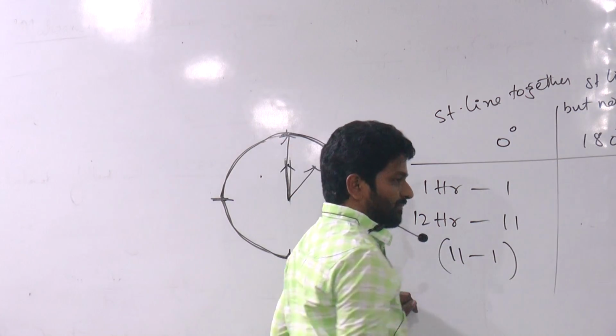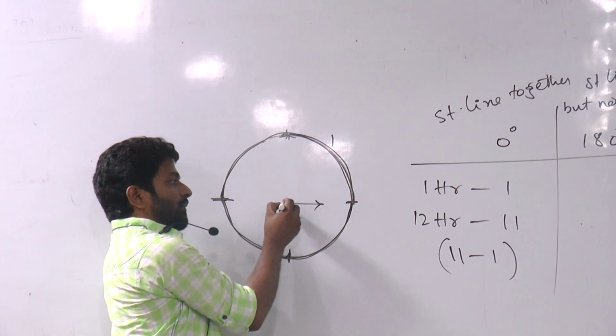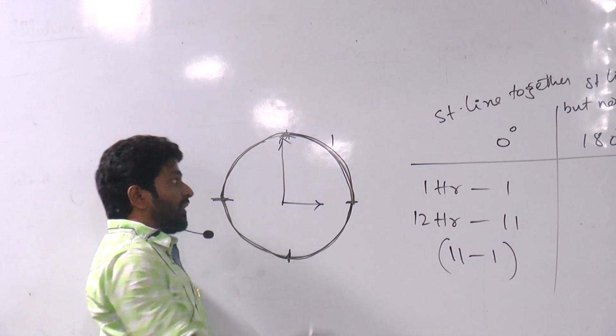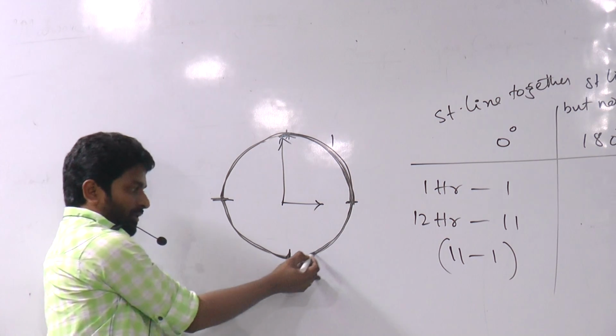And 180 degrees. Wait a minute. What is time? 3. 3:15. 3:30.